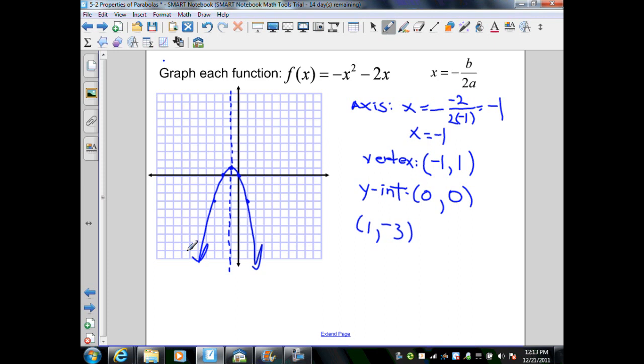And my parabola did open down because of a being a negative 1. The vertex is a maximum since it's opening downward. And this graph is the representation of this quadratic function.